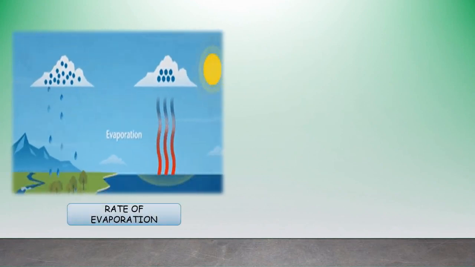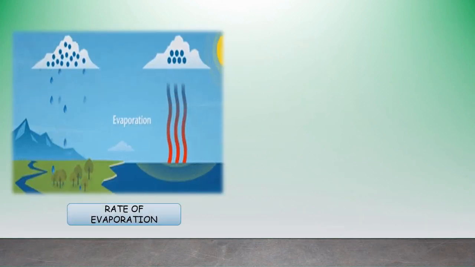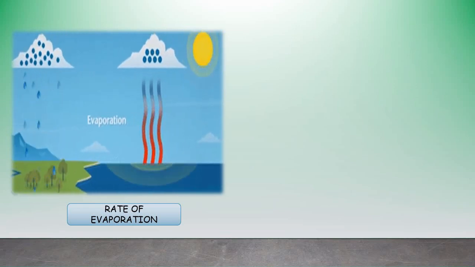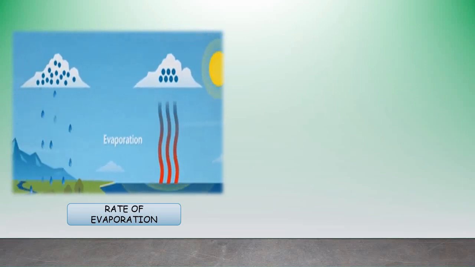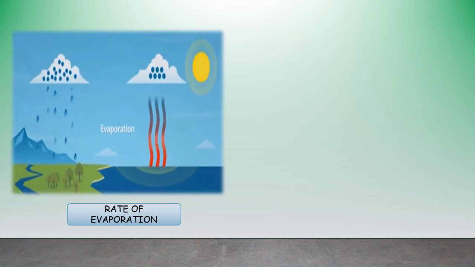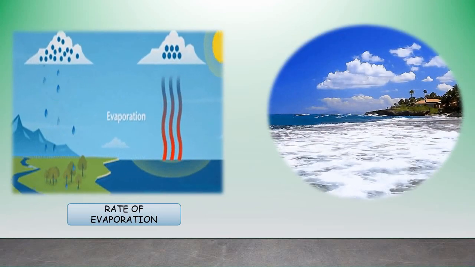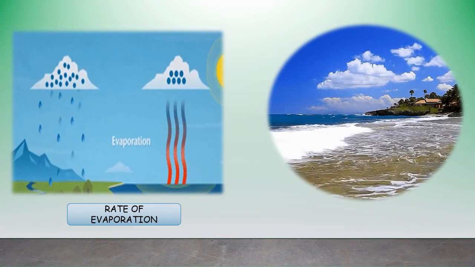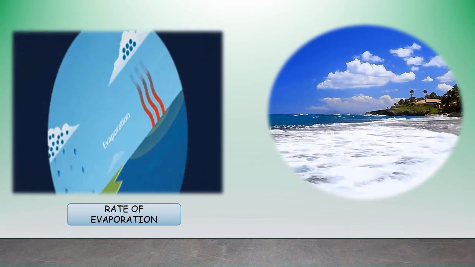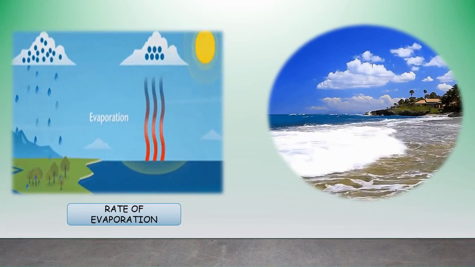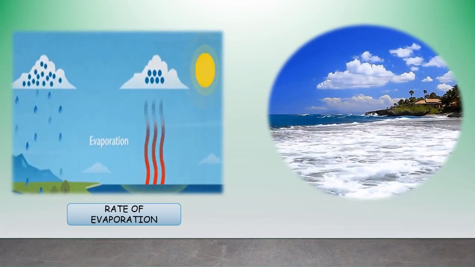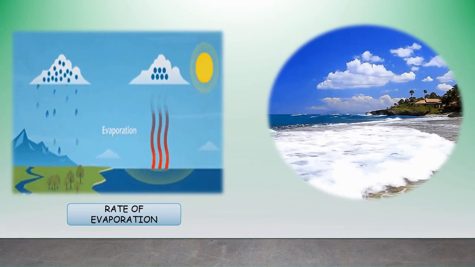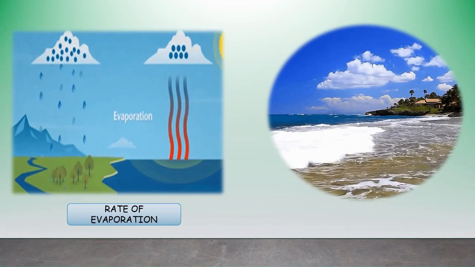Other factors, such as the rate of evaporation. If the temperature of the seawater is more, then the rate of evaporation will be more. As a result, the salinity of the seawater will be more. Let's take an example: the salinity of the sea around the tropical region. In a temperate region, the temperature is less due to the slanting sun rays. As a result, the rate of evaporation is less and the salinity of the seawater will be low.